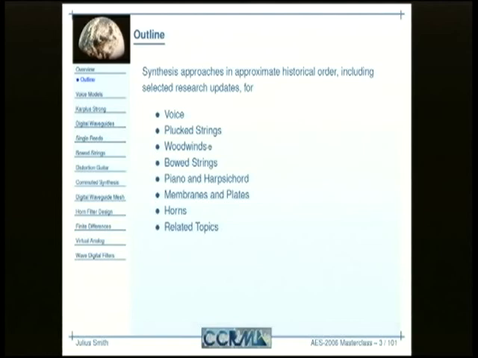We also have woodwinds. Woodwinds are significantly more complex because of the complexity of the embouchure and the air behavior. You have laminar flow, you have turbulence, and so on.